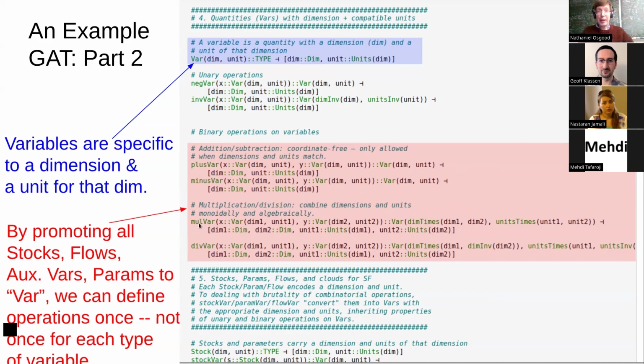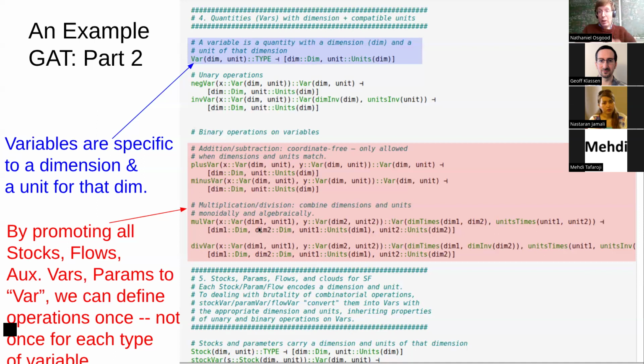But take a look at multiplication. Here we have, notice the context here, dim1 and dim2. You probably know where this is going. And we have unit1 of dim1, unit2 of dim2. So maybe dim1 is person, and dim2 is time. And we have a unit of person, say count of people, and we have a unit of time, say years.